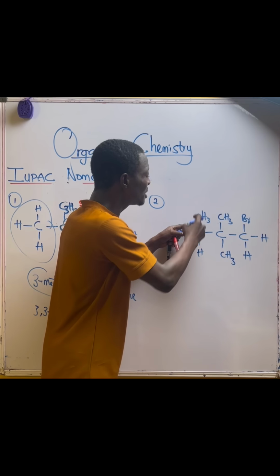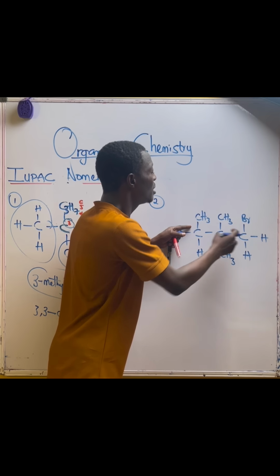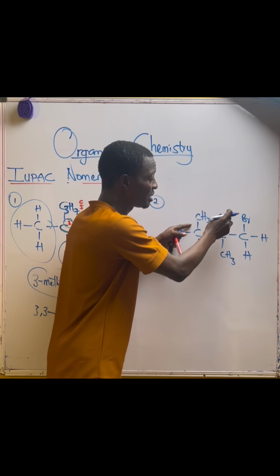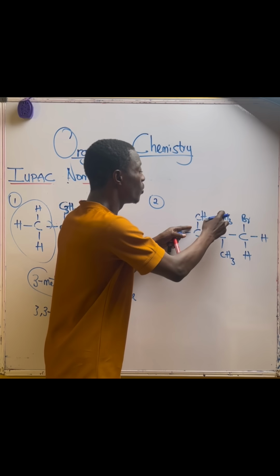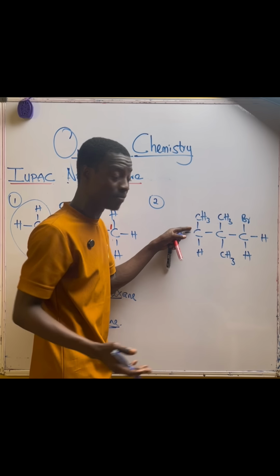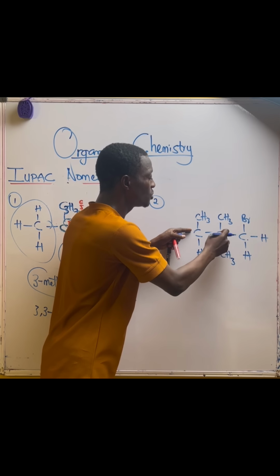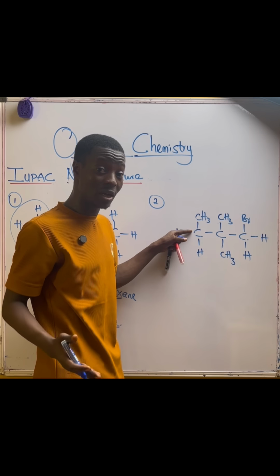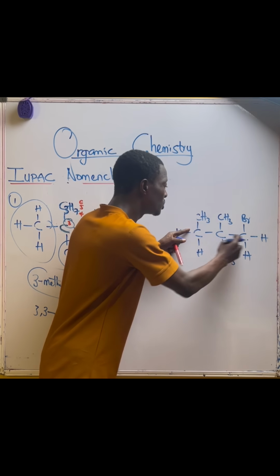So if I go this way, I'm going to have 4 as the longest carbon chain. If I change the starting point, I will say I have 1, 2, 3, 4 as the longest carbon chain. Or 1, 2, 3, and 1, 2, 3, which means that the longest is still 4. If I start here, 1, 2, 3, 4, or 1, 2, 3, or 1, 2, 3, it is still 4 as the longest carbon chain. So preferably, let me use this.